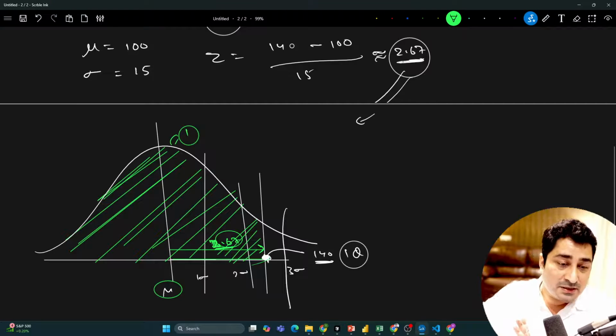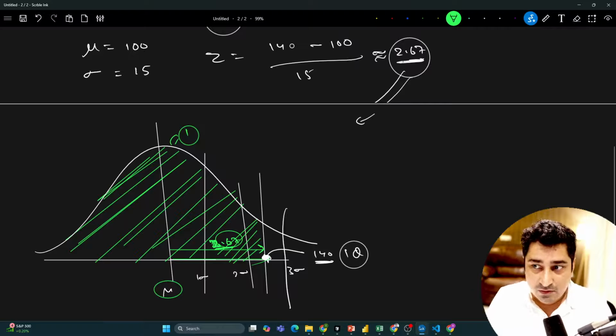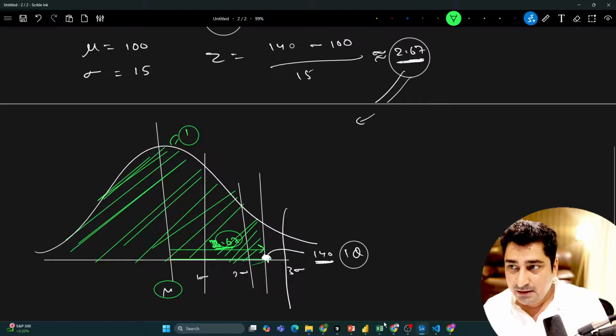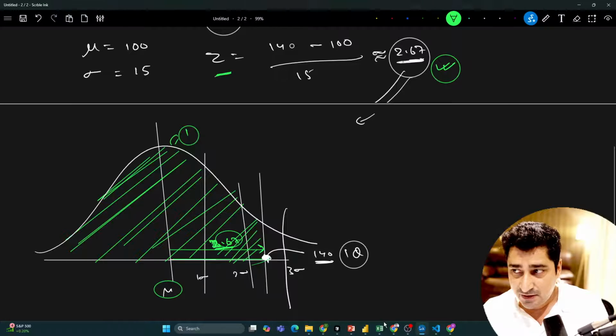Or I will be able to say even the percentile score, that okay fine, so this student is 80% better than all the other students if I'm able to find that out. So this is again like I'm using a Z over here. Now 2.67, right? 2.67 is a Z which I'm able to find out.